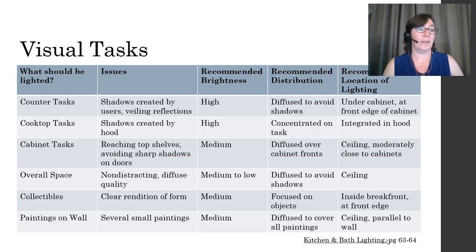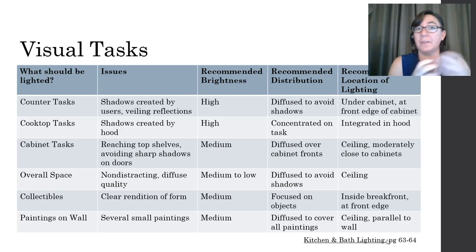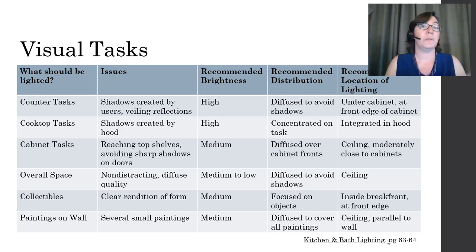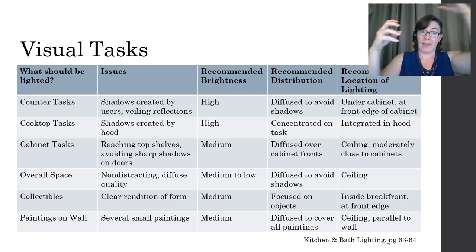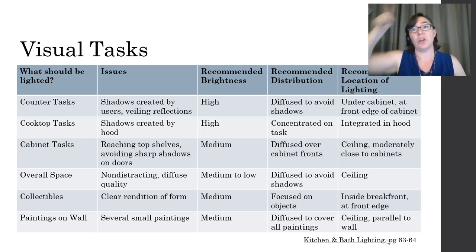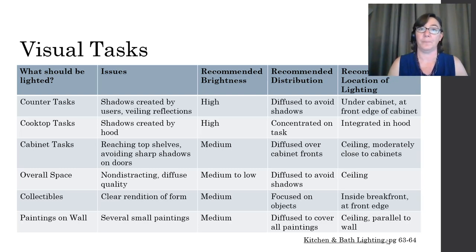The next task is our cabinet tasks. So for everything that is stored in a cabinet, your task is to look and find the objects there. Right. Some issues with lighting these cabinet tasks is that the light might not reach the top shelves. Also, it's important to pull the light fixture, a ceiling light fixture, away from the edge of the cabinet to avoid a sharp scalloped light pattern on the cabinet doors.